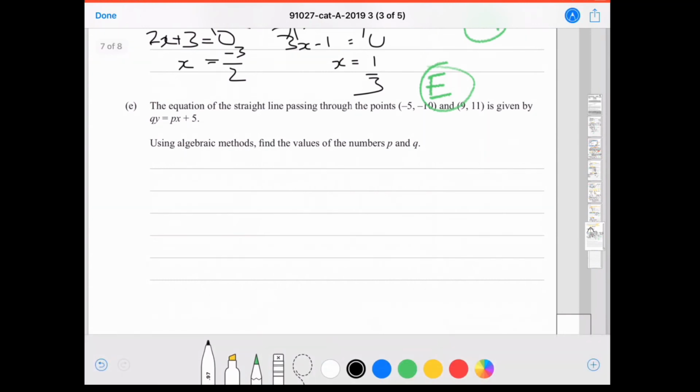So last question, guys. Question 3e. The equation of the straight line passing through the points (5, -10) and (9, 11) is given by this equation: qy equals px plus 5. Okay.